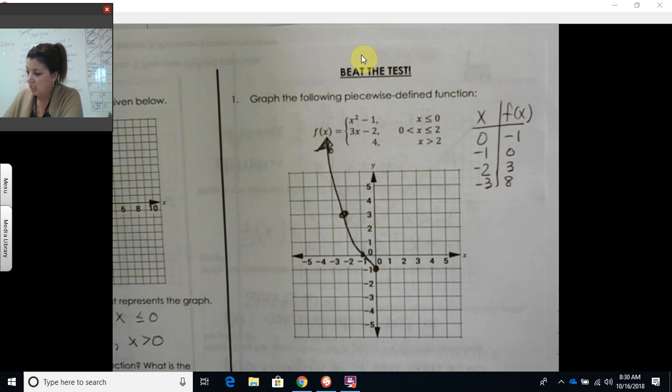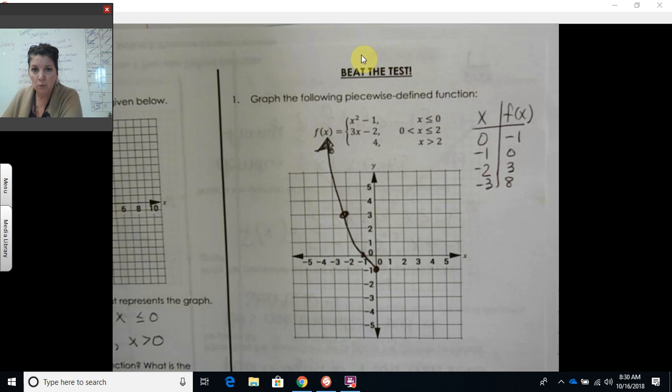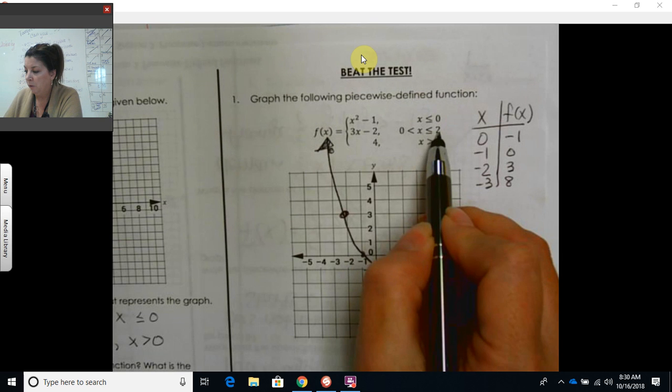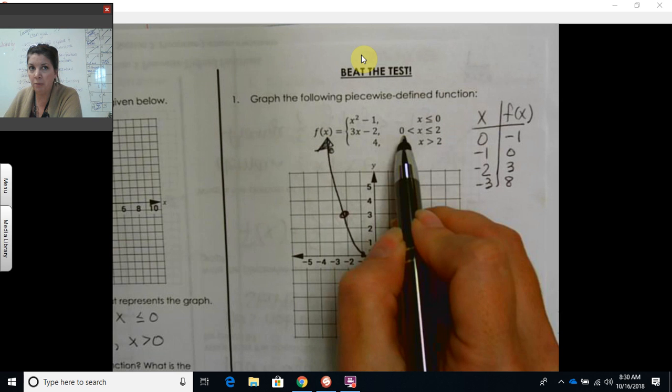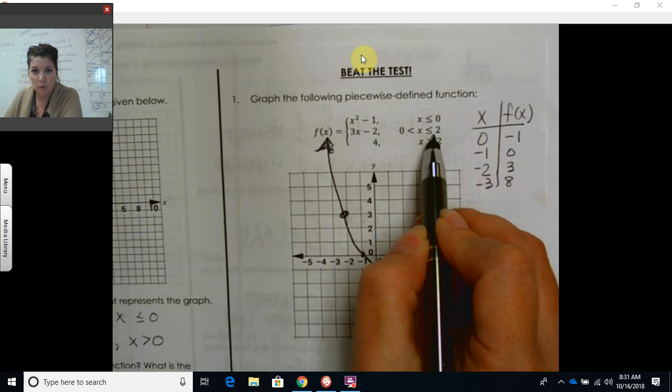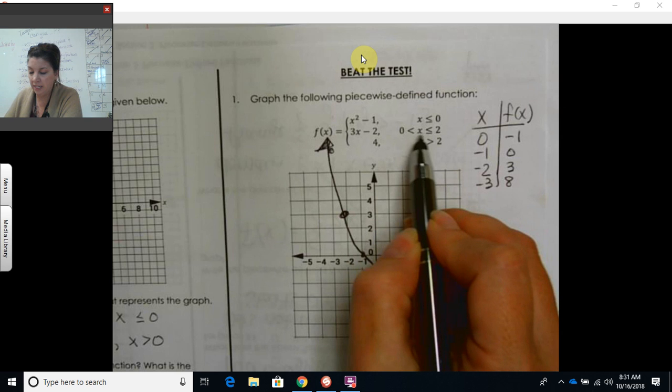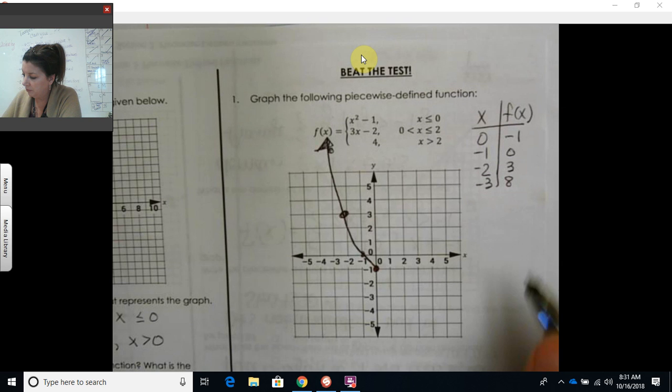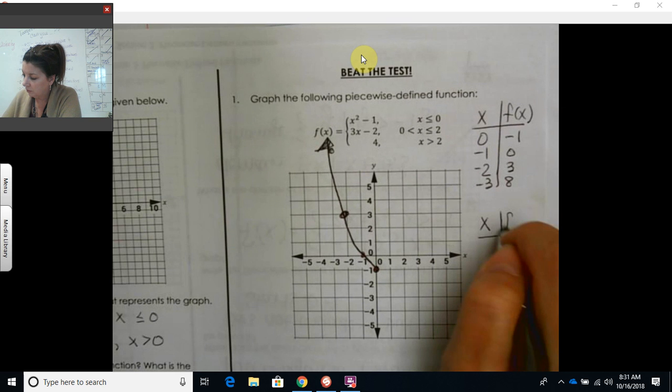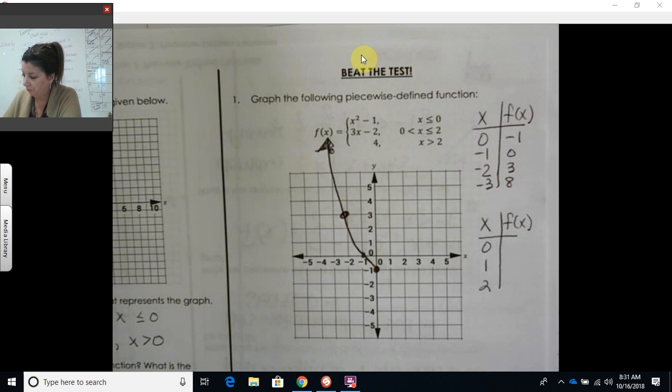So what kind of function is the next function? Linear. And we're graphing that function when my domain is between 0 and 2, not including 0, but including 2, okay? So I will use 0 as a starting point, and I'll do 1 and 2, and I know it's a line, okay? So I'll start with 0, 1, and 2. Of course, you could use decimals if you wanted to.